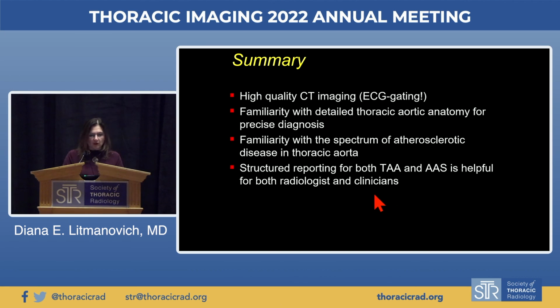In summary, high quality CT imaging, especially with ECG gating, is what we currently need to really precisely assess all the pathologies within the aorta. We have to be familiar with the anatomy of the aorta. It helps us to suggest the appropriate pathology and etiology of what we see, especially for the aneurysms. We have to be familiar with the spectrum of atherosclerotic diseases in the aorta, and we have to remember that the structured reporting has to go along all those findings that we detected in a way that describes the entire picture for the referring physician.